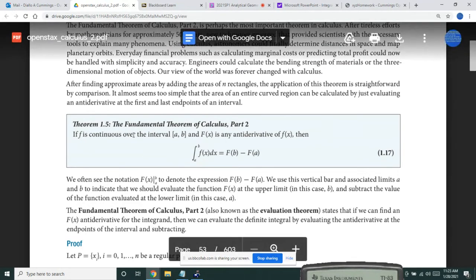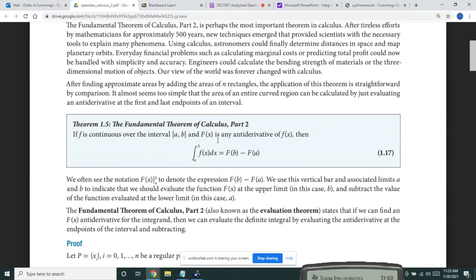So this says if f is continuous over the interval from A to B, and capital F of x is any antiderivative of f of x, then we have the integral from A to B of f of x dx is equal to capital F of B. So we take the integrated function and we evaluate it at our upper limit B, minus the integrated function evaluated at our lower limit A. So let's see how this works.